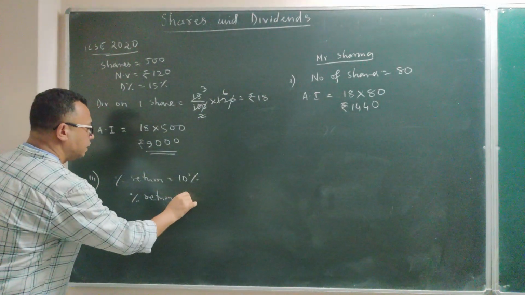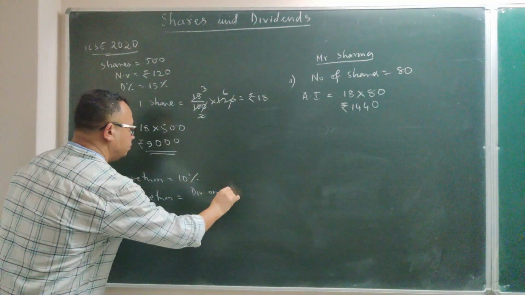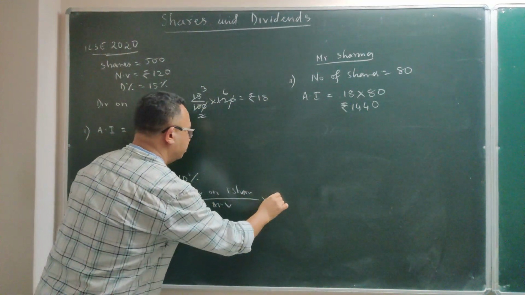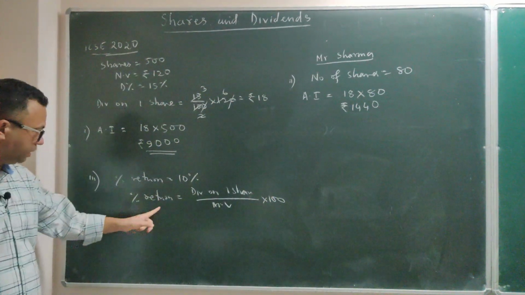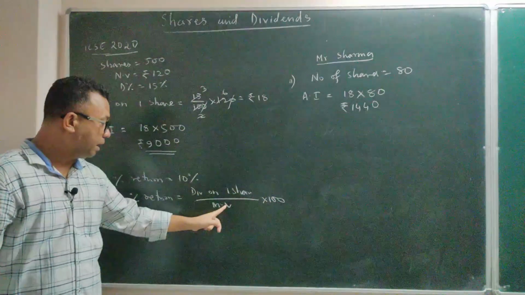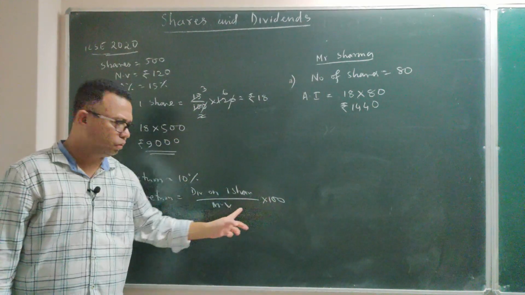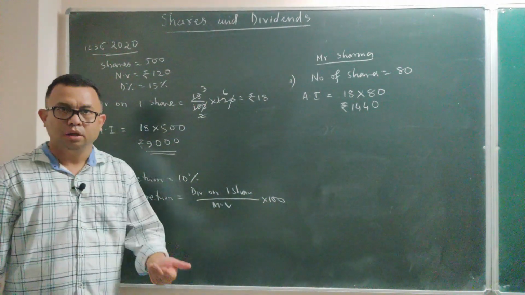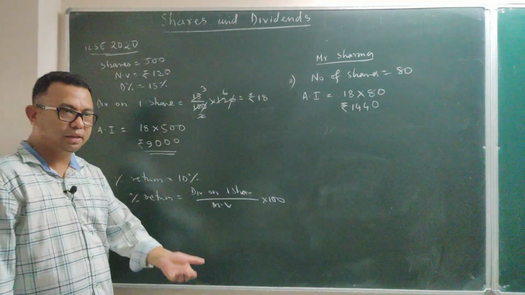Percentage return is equal to dividend on one share over market value into 100. Since I know the percentage return, there it is 10%. Dividend on one share I have also calculated already. Market value I don't know, into 100. So by cross multiplication I'll get the market value. The question is asking you to find the market value. So this is how you have to calculate the missing data.